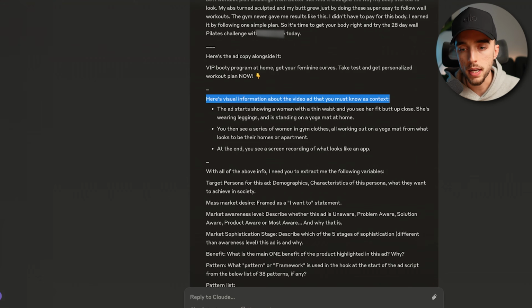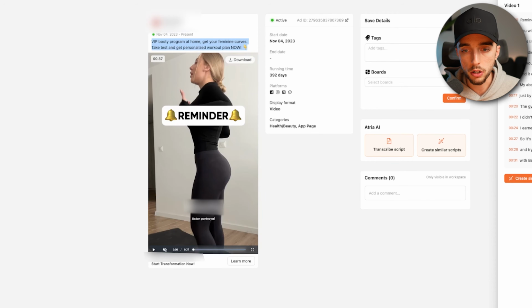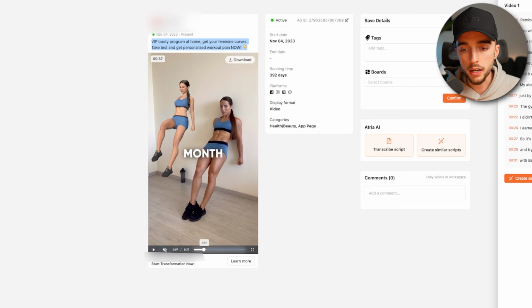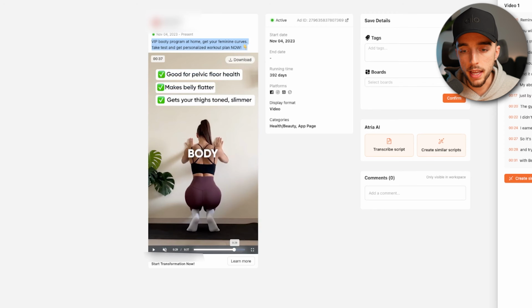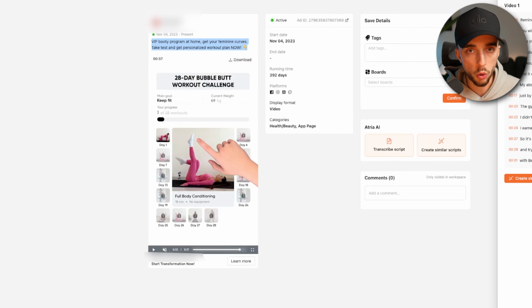So again, I described in bullet points what I saw throughout the ad. What I saw at the start was a close-up of a girl dressed in sports clothes. You see a close-up of her butt, you see a yoga mat, and you see her at home. Then if you scroll through the video, you see a series of different women at home working out. They don't look like they're at a gym, right? And at the end, what seems to be a screen recording of an app.